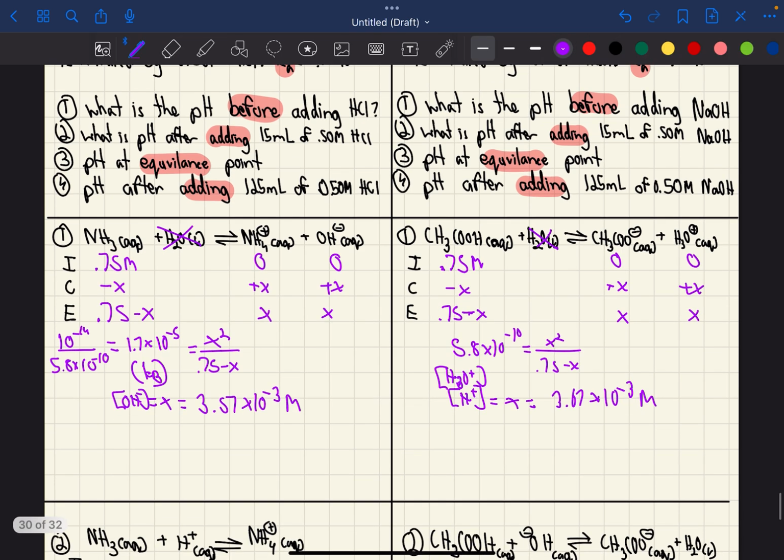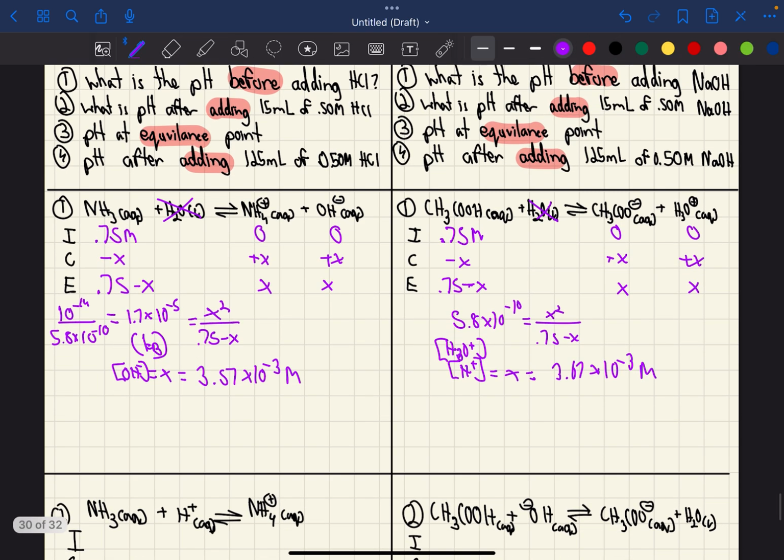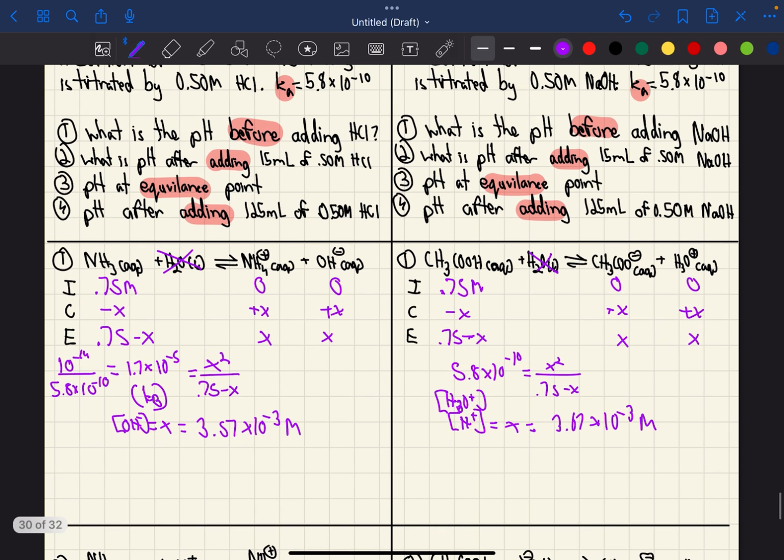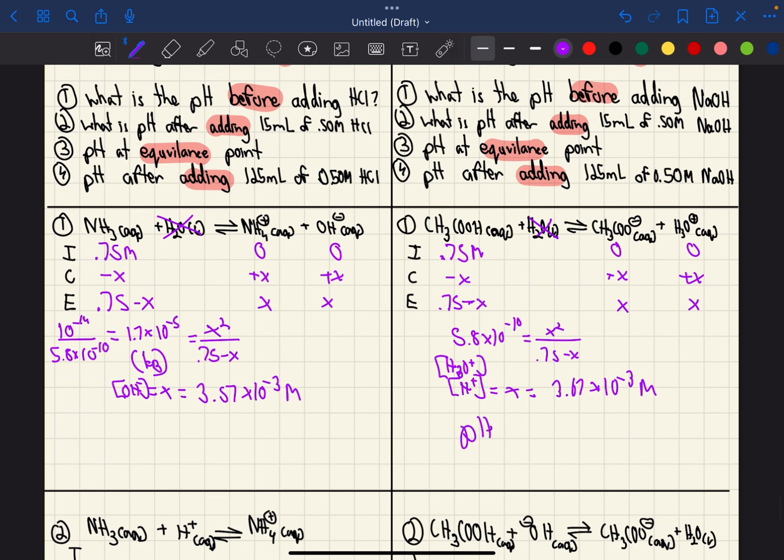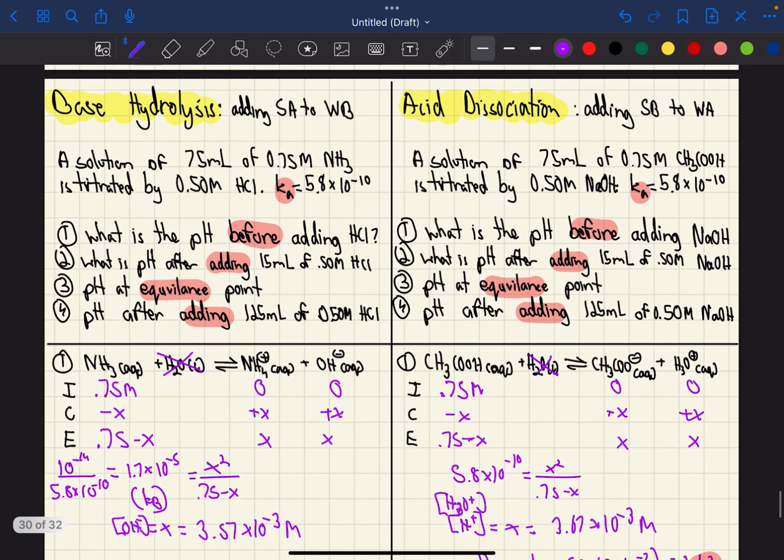So that's a little bit different. This is where it slightly differs. Because you are given H plus concentration here, in order to find pH, which is what the question asks you to find, you can just use a regular pH equation, right? And you can plug in negative log of your hydronium ion concentration, which is 3.67 times 10 to the negative 3. And then you plug it in, I get a value of 2.43. And this is my pH for acid dissociation of the first one.